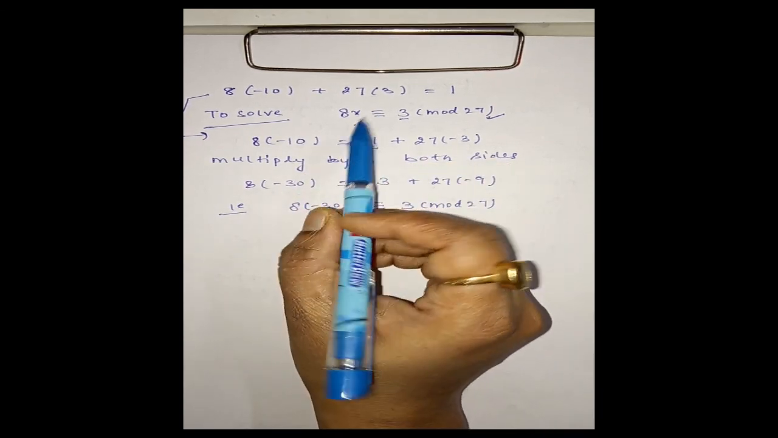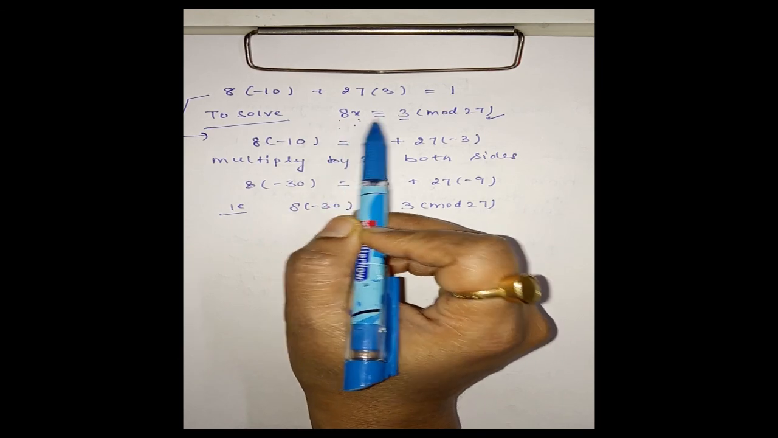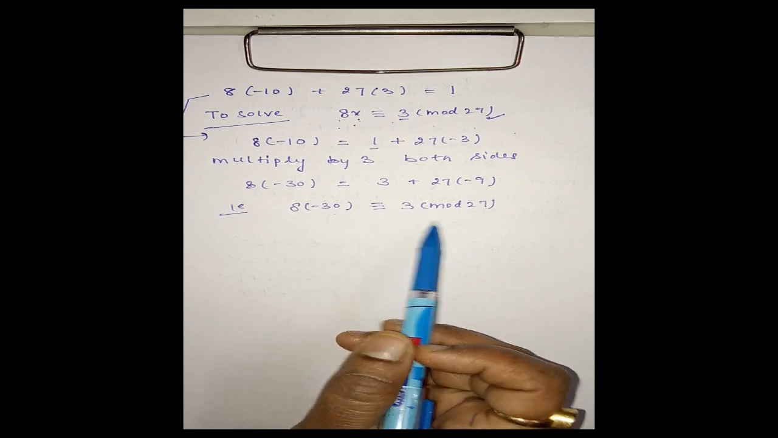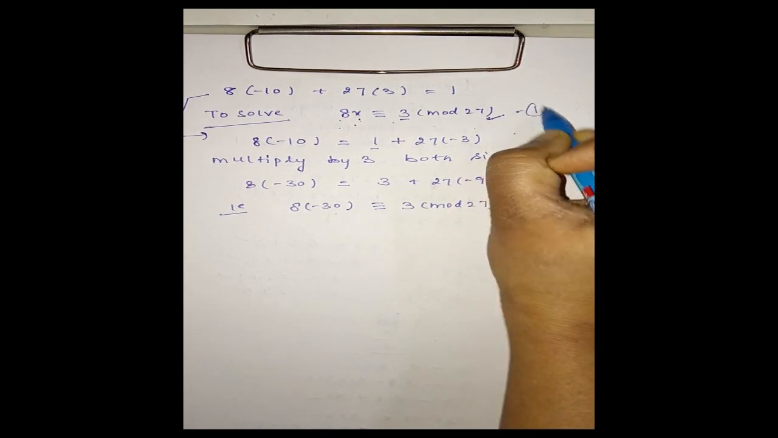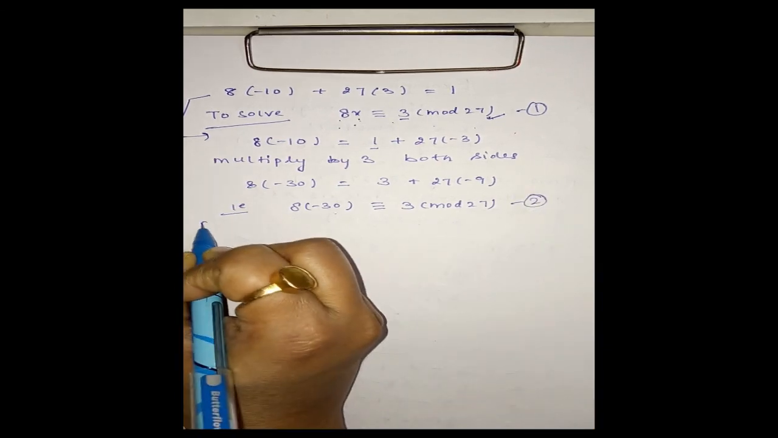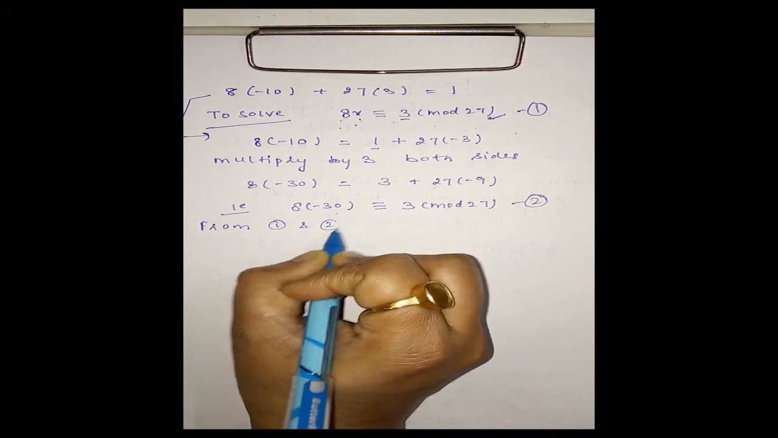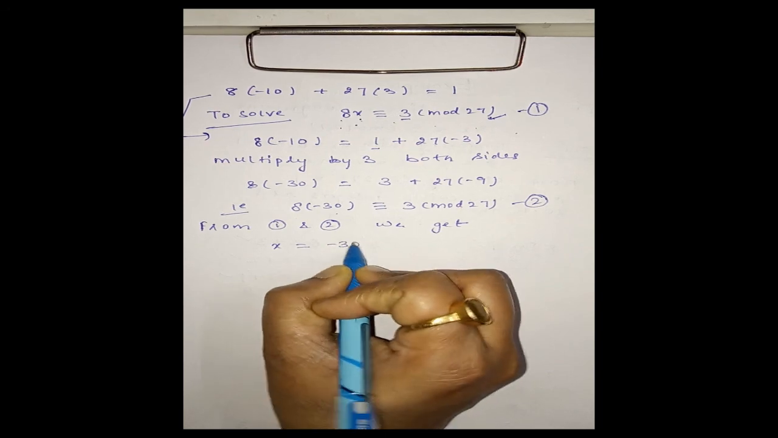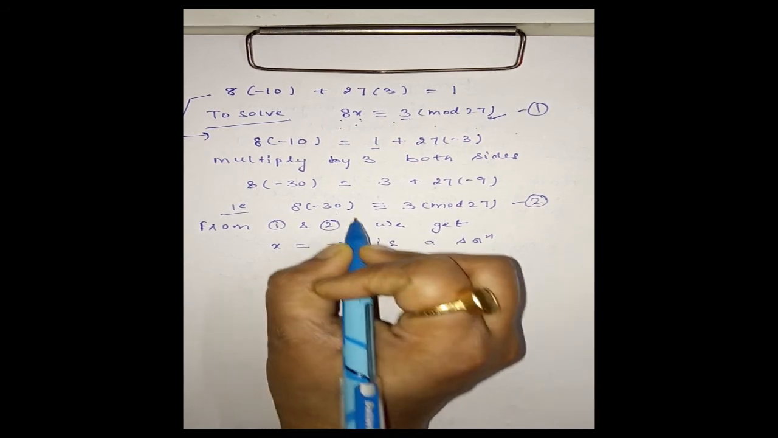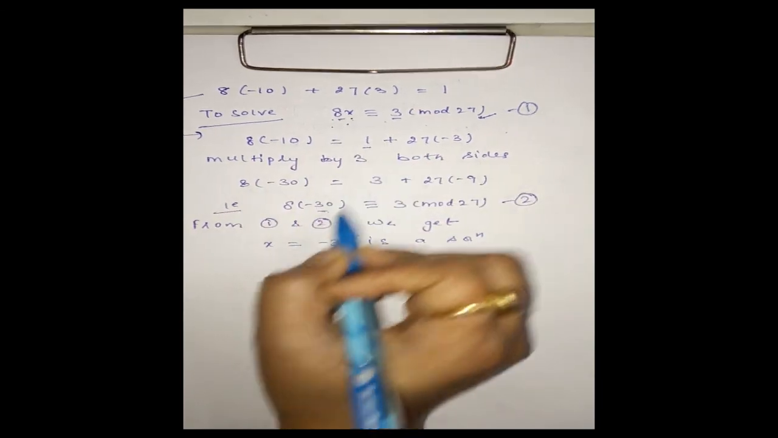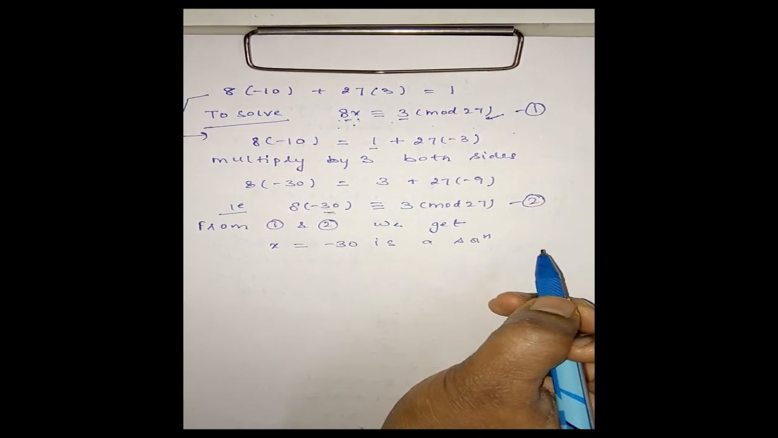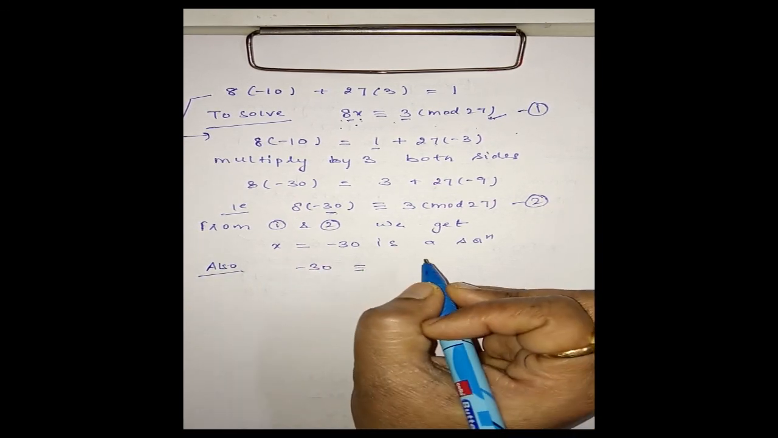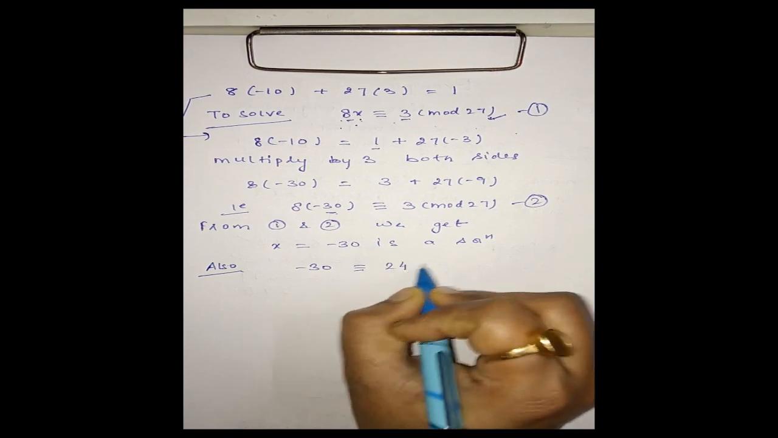Now we want to find x such that 8x is congruent to 3 modulo 27, and we have 8 into minus 30 is congruent to 3 modulo 27. Comparing 1 and 2, we get x equal to minus 30 is a solution. Also we know minus 30 is congruent to 24 modulo 27.